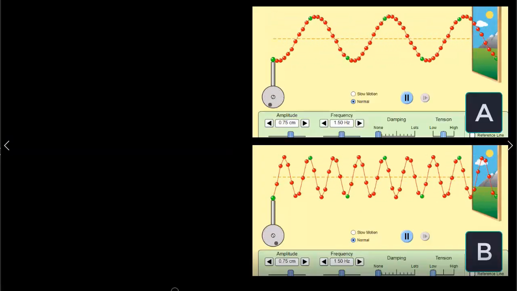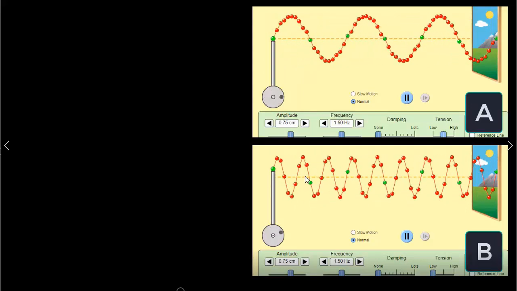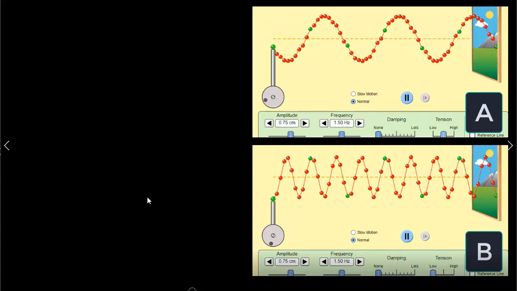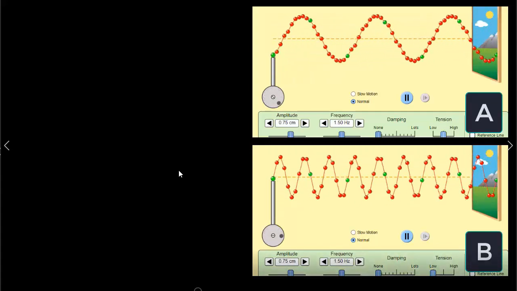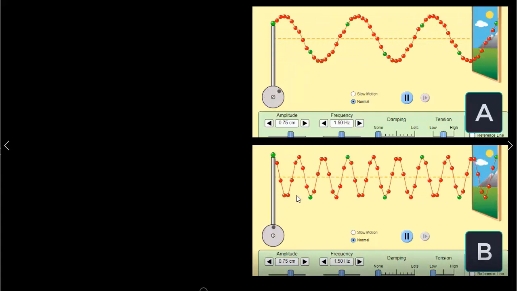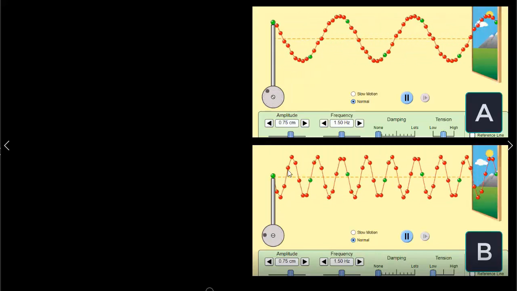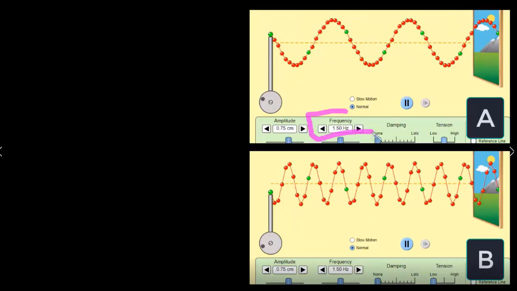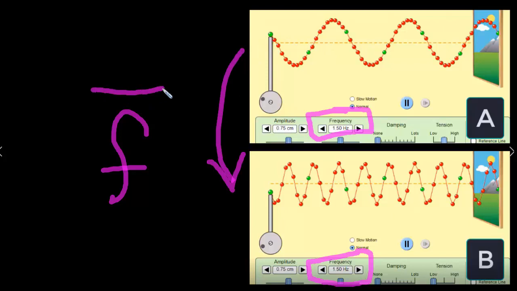Let's see if you get this frequency thing. Looking at these two waves here, the top wave or the bottom wave, which wave has the higher frequency? All right, so that was a trick question because I was trying to trick you to say that the bottom one here had the higher frequency because you see them really close together. But if you notice, down here at the bottom again is the frequency. The top wave is 1.5 hertz and the bottom wave is 1.5 hertz. They both have the exact same frequency. So if I was going to write frequency on this, I would say going from here to there, the frequency is constant.